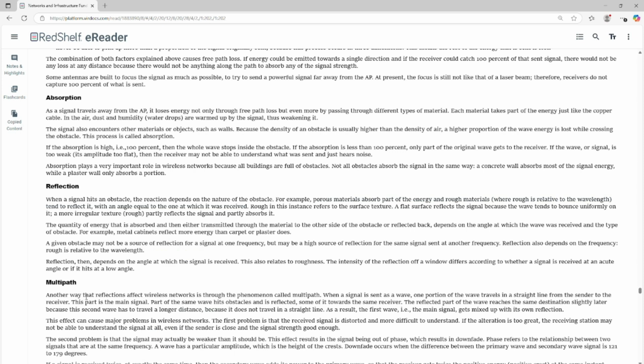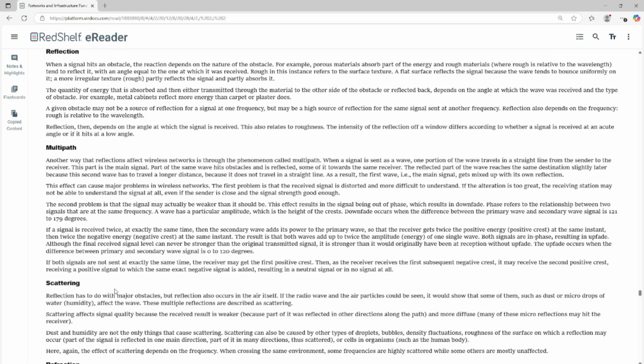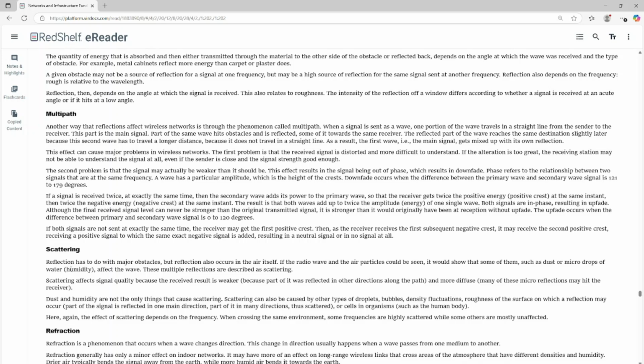Multipath. Another way that reflections affect wireless networks is through the phenomenon called multipath. So how does multipath work here? When a signal is sent as a wave, one portion of the wave travels in a straight line from the sender to the receiver. This part is the main signal. Part of the same wave hits an obstacle and is reflected, some of it towards the same receiver. So that's multipath.